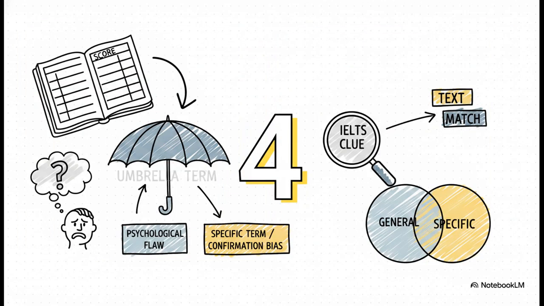Go ahead and update your scorebook out of 4 for this matching section. If you struggled with this one, it's a huge sign that you need to deeply focus on recognizing when an IELTS clue uses a broad umbrella term, like psychological flaw, to refer to a highly specific term in the actual text, like confirmation bias. Making those abstract connections is incredibly important.